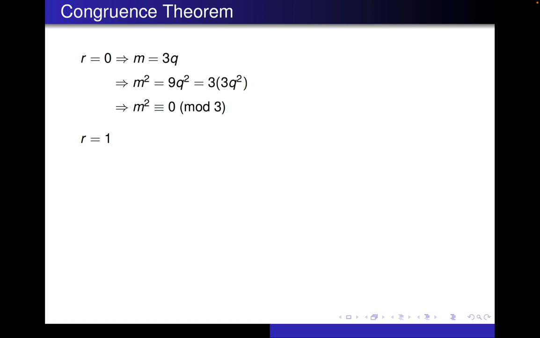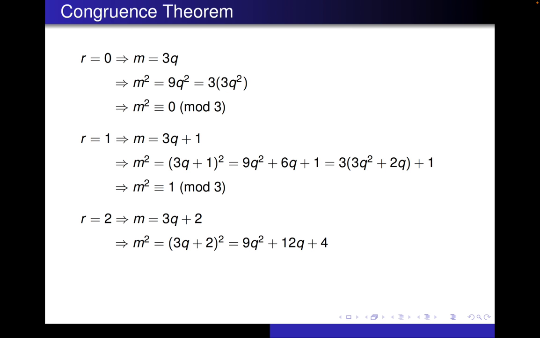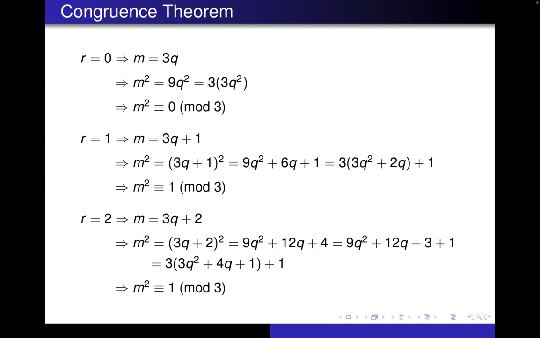If we have r equal 1, well, then our m is going to be 3q plus 1. We square that and multiply everything out. We can then factor out a 3 from those first two terms, and what we end up with is m squared is congruent to 1 mod 3. And then when we do r equals 2, we get m is equal to 3q plus 2. We square that out. We get 9q squared plus 12q plus 4. We have to do a little finagling with the 4, split it into 3 plus 1, but then we can factor a 3 out of those first three terms, and then what we end up with is that m squared is congruent to 1 mod 3.